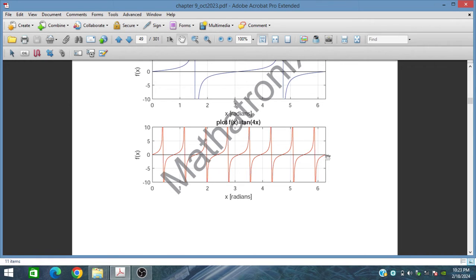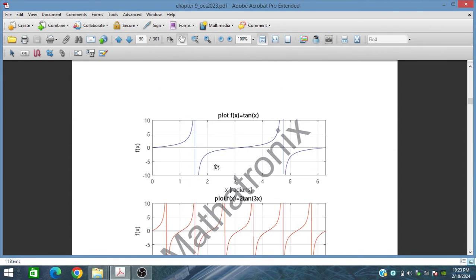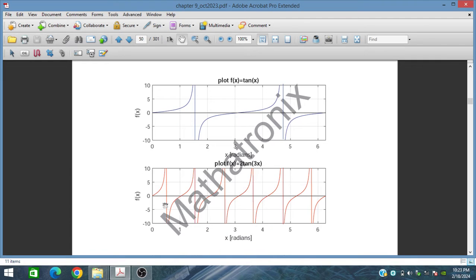And here we have 2 pi. From here to here, we can see this and we can understand. Similarly for tan x, and this is 2 tan 3x. So we just plotted it. So this is pi by 3, from here to here, this is pi by 3. And we see this.